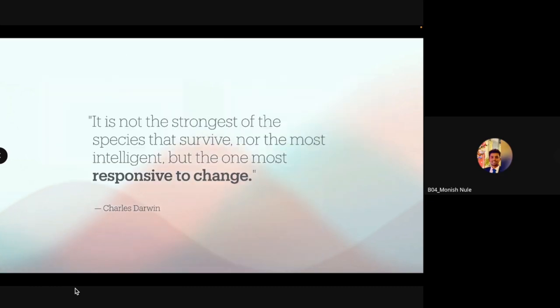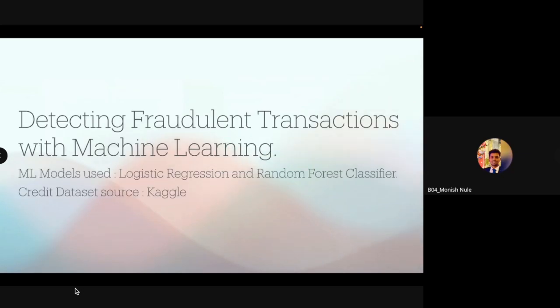It is not the strongest of the species that survive, nor the most intelligent, but the most responsive to change. That is the quote of Charles Darwin. So today I'm detecting fraudulent transactions with machine learning. I used two ML models, which are logistic regression and random forest classifier. The credit dataset source is Kaggle.